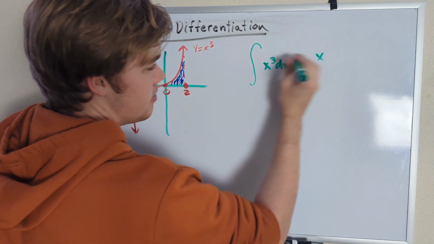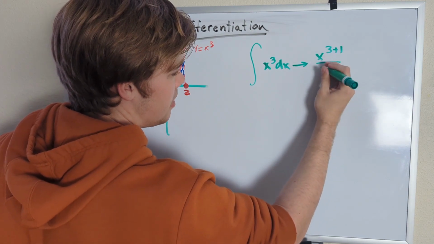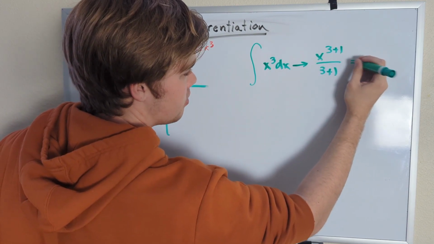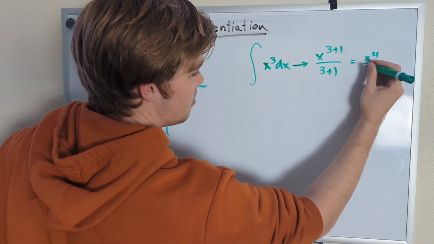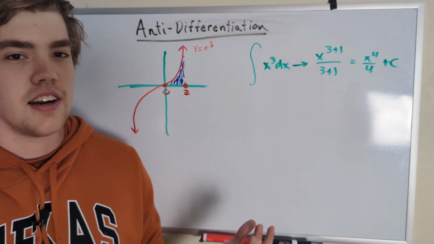We can take x, and then we just have to add 1 to its original power, 3 plus 1, and then we just divide it by 3 plus 1. So this is equal to x to the 4th divided by 4, plus c. Don't forget your plus c. Very important to remember. So what's the area underneath this curve?